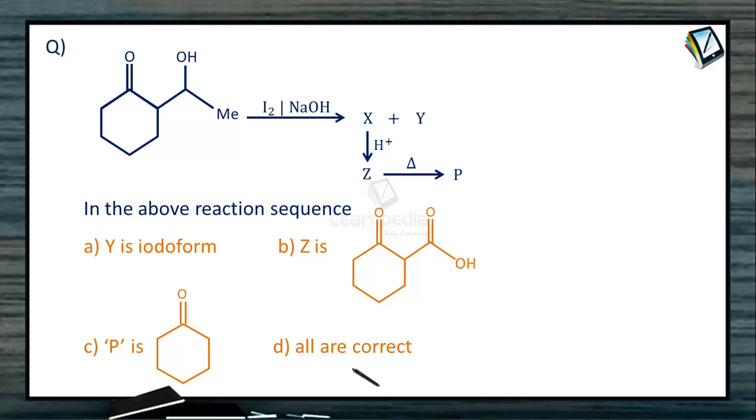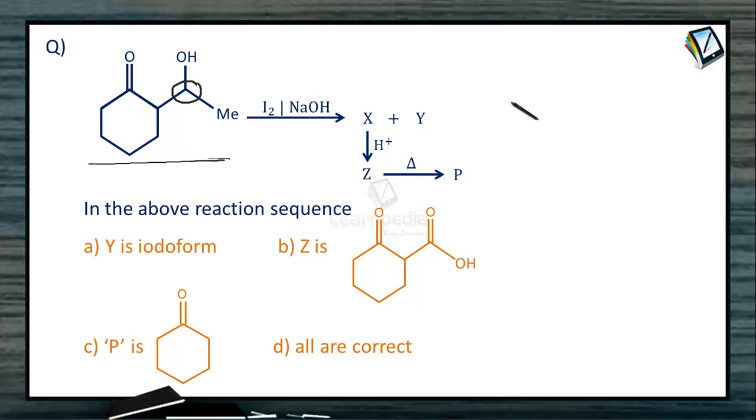Now once again, in this question, the starting material is a substituted cyclohexanone in which we have a secondary alcohol, which when treated with iodine in the presence of NaOH undergoes the iodoform reaction. So here, it being a secondary alcohol undergoes the iodoform reaction. So X is the one which corresponds to the iodoform reaction, one of the products.